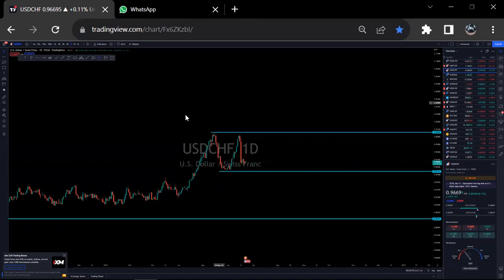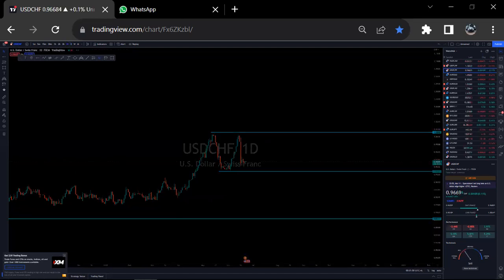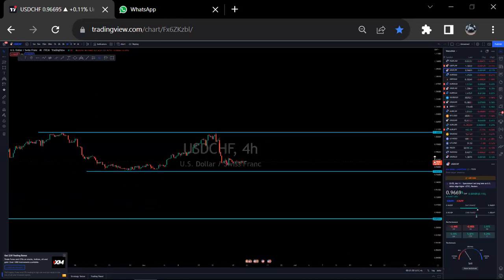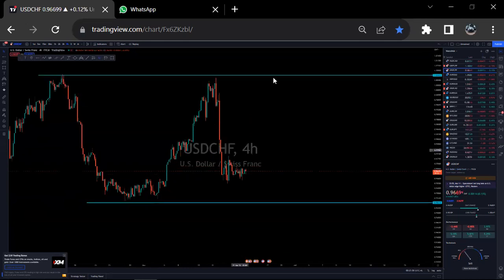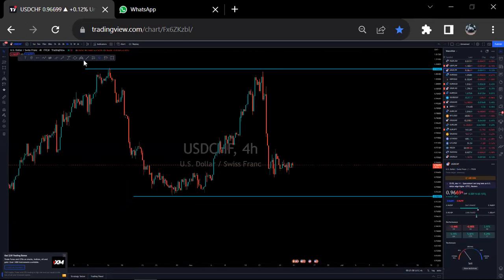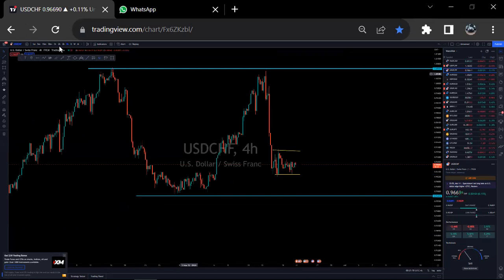Okay, guys, on the daily, as I said, we move to the 4-hour. So on the 4-hour, price just gave you a big impulse. And now you have what we call a correction. So as we have a correction, we can go to the 1-hour.